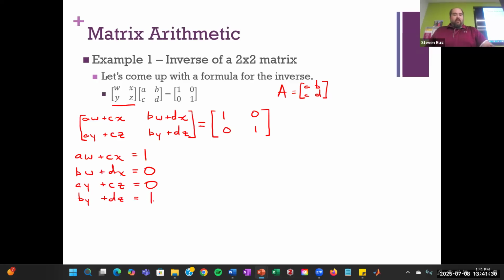And by plus dz equals 1. And just a reminder here, the thing I'm looking for is a solution for w, x, y, z, in terms of a, b, c, and d, which are unknown constants. I want to isolate w, x, y, and z in terms of those constants. So how can I start doing that? Got 4 equations, 4 unknowns, which is kind of a weird place to be. Go ahead.